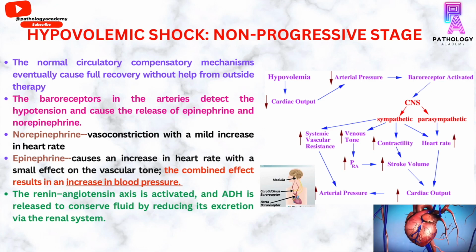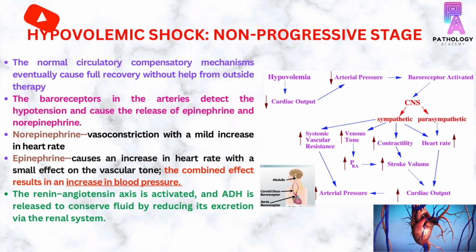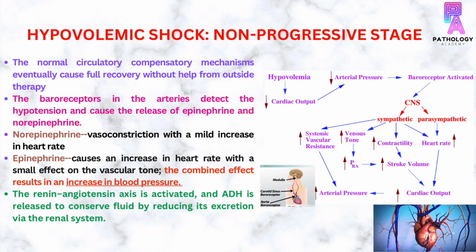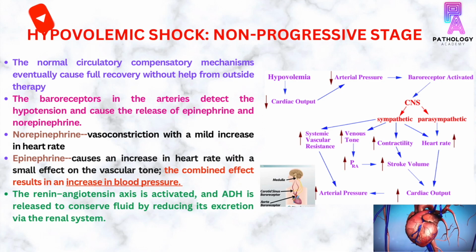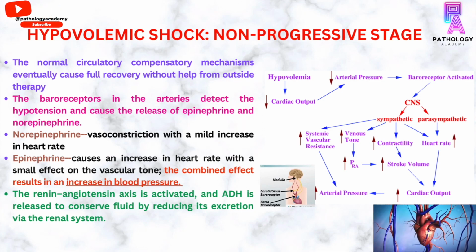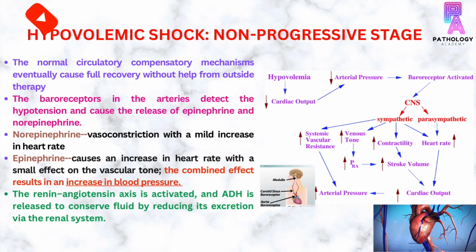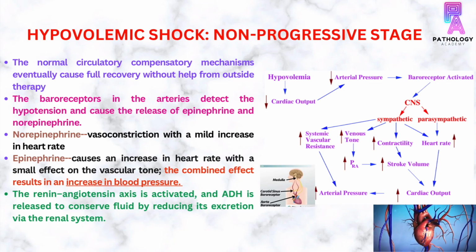The normal circulatory compensatory mechanisms eventually cause full recovery without help from outside therapy in the non-progressive stage of hypovolemic shock. In this, the baroreceptors in the arteries detect the hypotension and cause the release of epinephrine and norepinephrine. The norepinephrine causes vasoconstriction with a mild increase in heart rate, and epinephrine causes an increase in heart rate with a small effect on the vascular tone, and the combined effect will be an increase in the blood pressure.